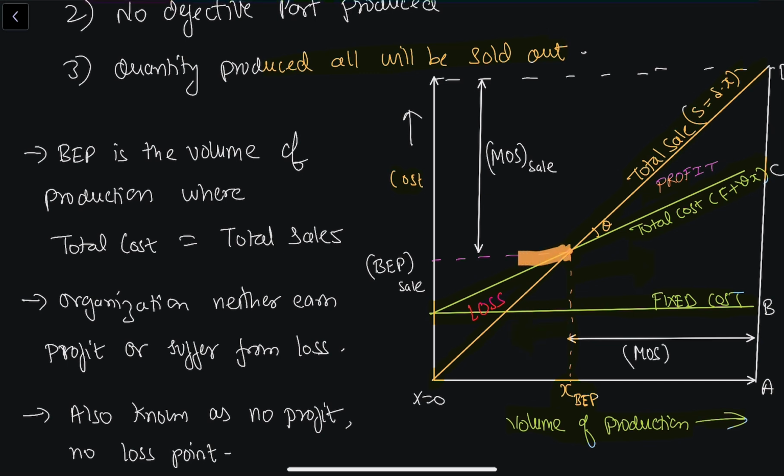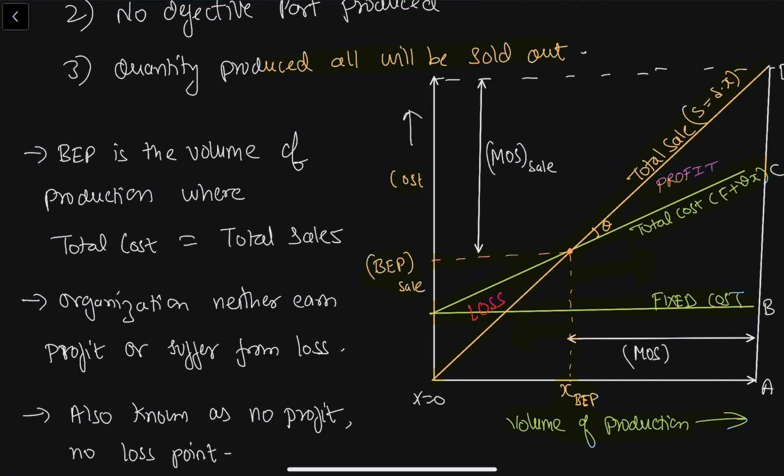Similarly, if I project this point on my y-axis, this is the BEP sale. It's nothing but the amount of sales you are doing. Let's suppose if I do a sale of 1000 rupees, then I would be in a situation of no profit, no loss. If I'm selling less than 1000, then I will be incurring loss. If I'm selling more than 1000, then I will be in profit. So it's a very good tool.